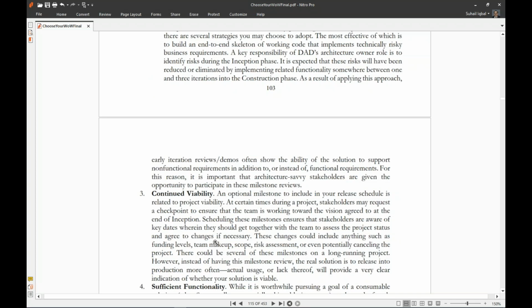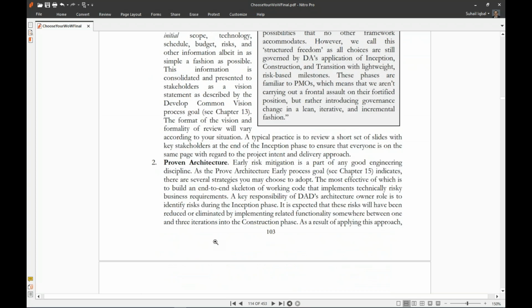This information is consolidated and presented to stakeholders as a vision statement, as described by the Develop Common Vision process goal, see chapter 13. The format of the vision and formality of review will vary according to your situation. A typical practice is to review a short set of slides with key stakeholders at the end of the inception phase to ensure that everyone is on the same page with regard to project intent and delivery approach.